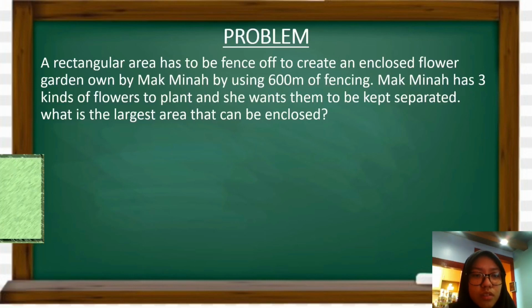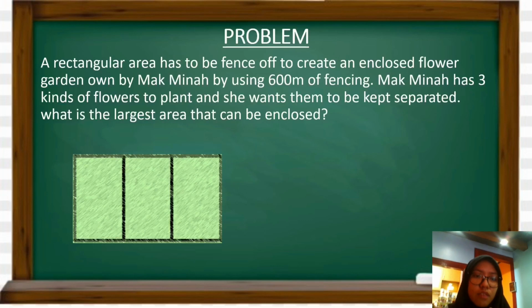So this is the rectangular area. This rectangular area has to be fenced off by using 600 meters of fencing to create an enclosed flower garden. So the information that we get from this sentence is the fencing is 600 meters.